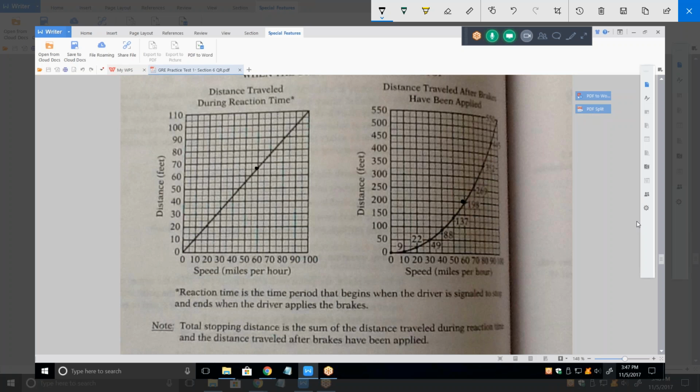Okay. So let's say we jump all the way down to 50. I'm going to show you the fallacy of doing 50. Okay. 50. You go 55 feet before you hit the brakes. And over here, you go 137 feet. So you go a total of 192 feet. That works. Does that prove it's the maximum speed you can go?